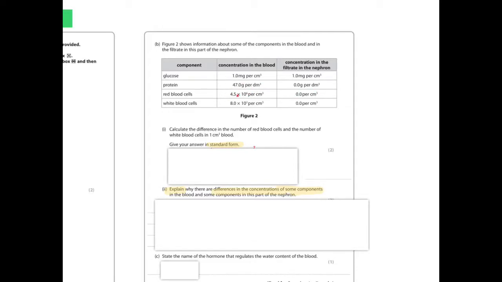So these are big particles or big things that can't pass through the glomerulus wall. And white blood cells, again, too big to get through. Calculate the difference in the number of red blood cells and the number of white blood cells in 1 centimetre cubed of blood. So basically the difference between these two figures.